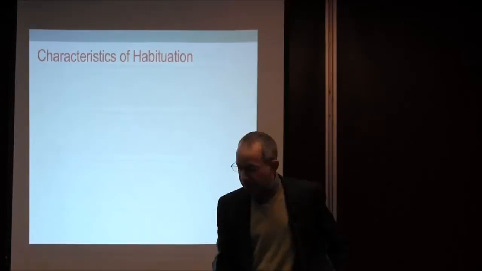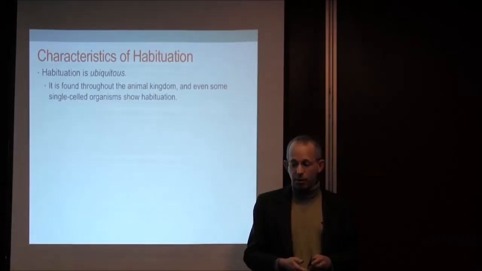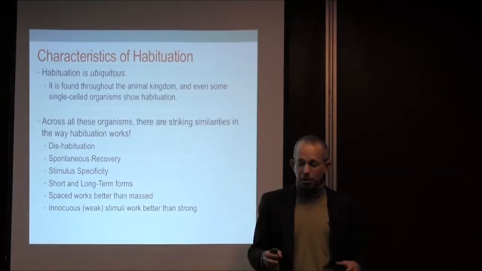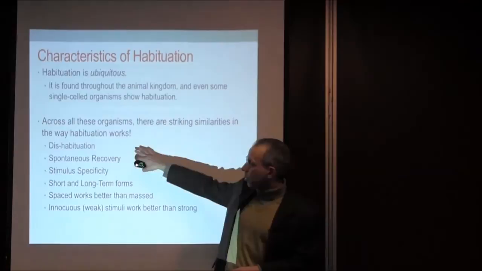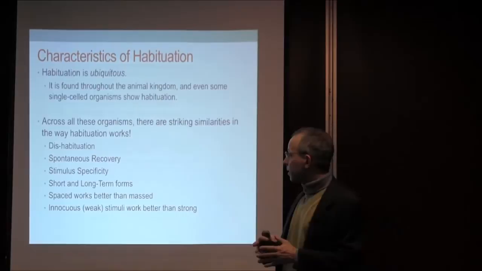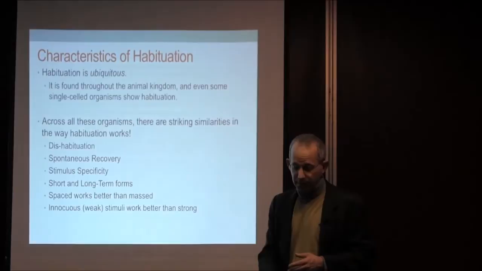So some of the characteristics of habituation. The first is that it's ubiquitous. It's found throughout the animal kingdom in all species. Even single-celled organisms can show forms of habituation. There are striking similarities in how it works. There's dishabituation, and I'm going to describe what all of these are. So there are a number of paradigms, aspects or manipulations of habituation, which you can see consistently across a wide variety of animals. And I'll show you some of these here. Okay, so we'll look at each of these in turn.